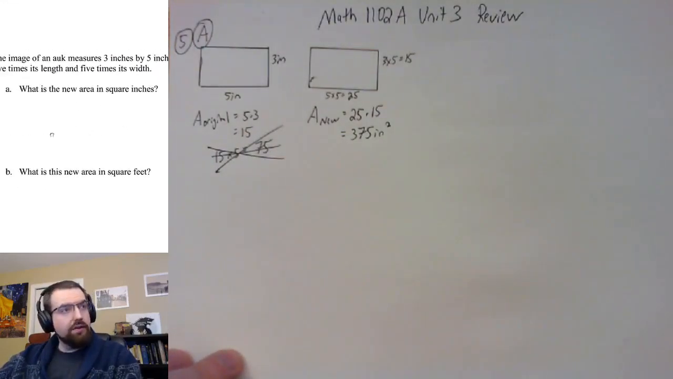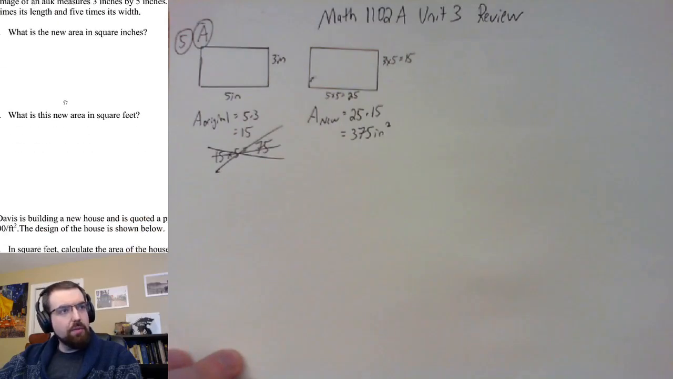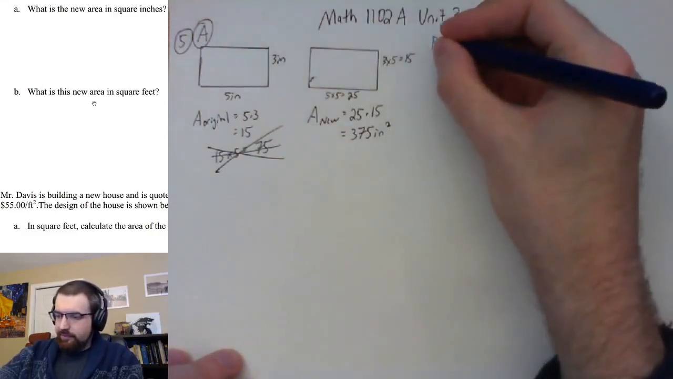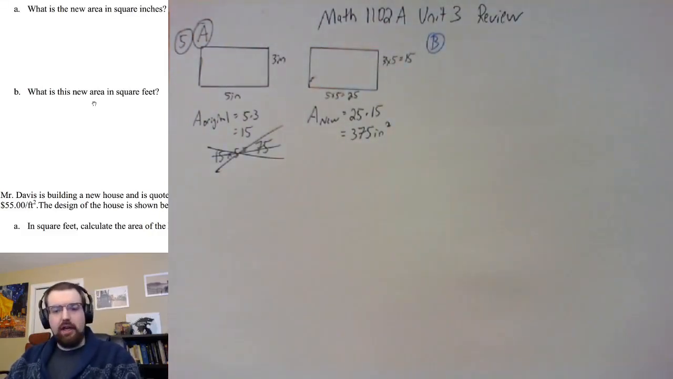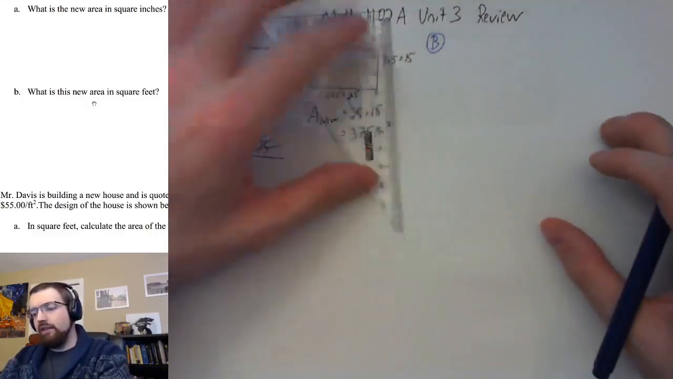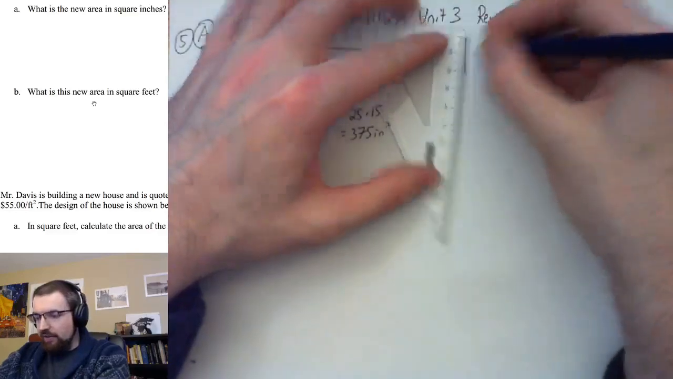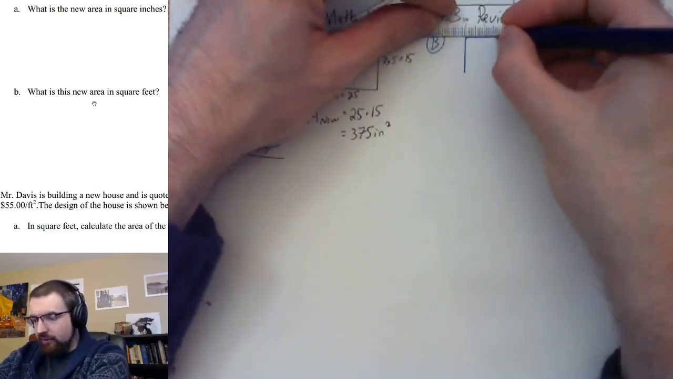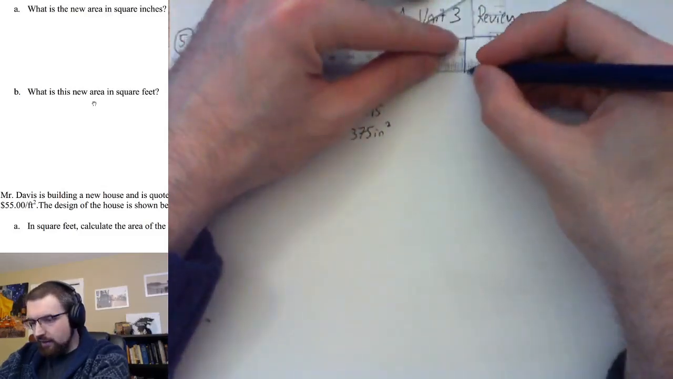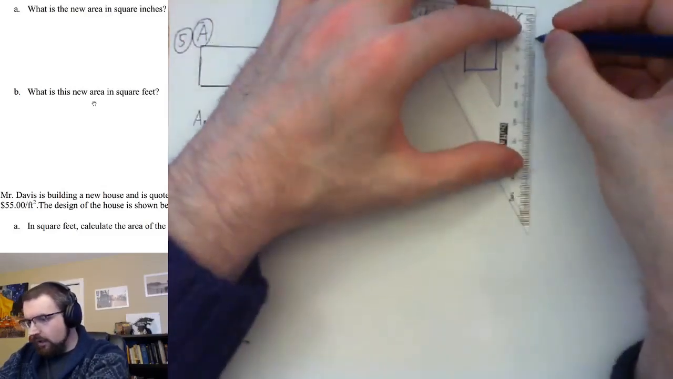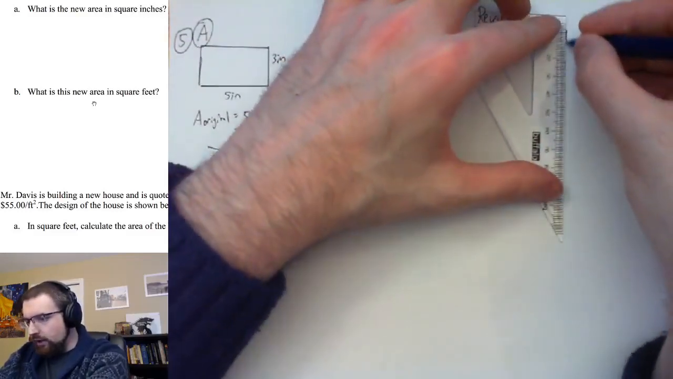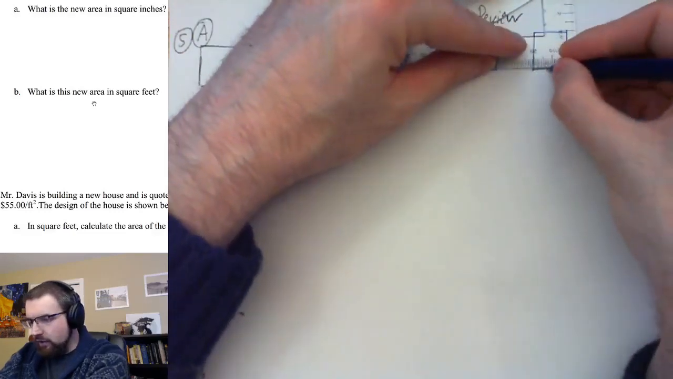What is the new area in square inches? 375. What is the new area in square feet? Now, this is an example that I like to do a whole lot because people often find this one to be tricky. People often say, oh, well, I know that there's 12 inches in a foot, so if I divide by 12, I'm going to go from square inches to square feet, right? Unfortunately, no, it's not, because there's a different conversion factor when you're converting area. You actually square the conversion factor.